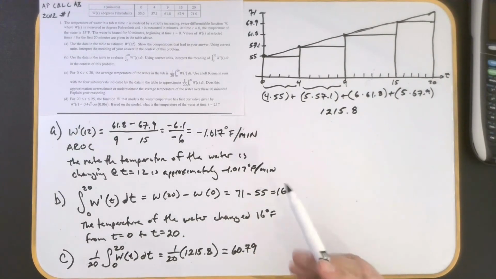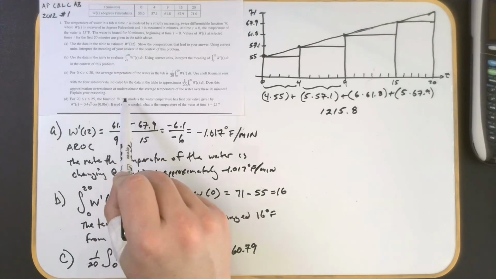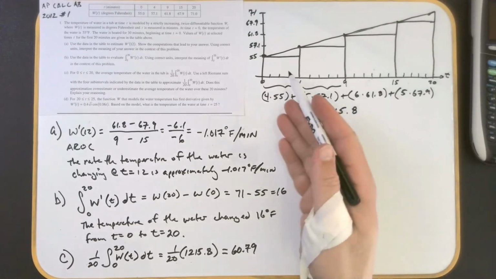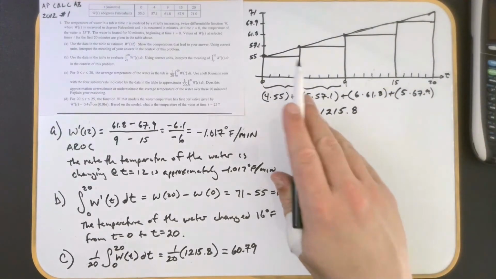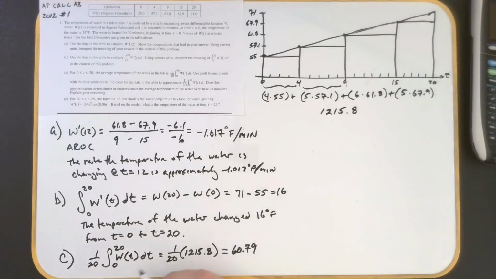Now, the next part of the question, you can probably anticipate now, having done several of these, is: is this too high or too low? So let's keep reading. It says, does this approximation overestimate or underestimate the average temperature of the water in these 20 minutes? Explain your reasoning. Well, I think you can clearly see by our Riemann sum from the left, it's under because the function was increasing. So we're going to say it's an underestimate, and I'll sneak that in on the very bottom. I'm just going to say underestimate because W is increasing.